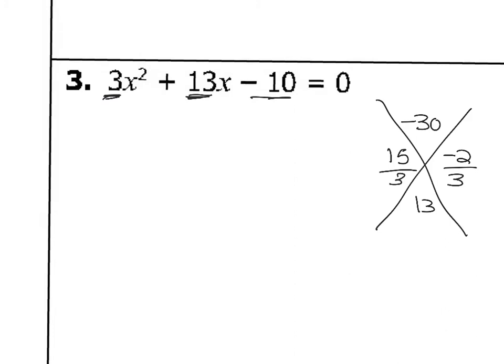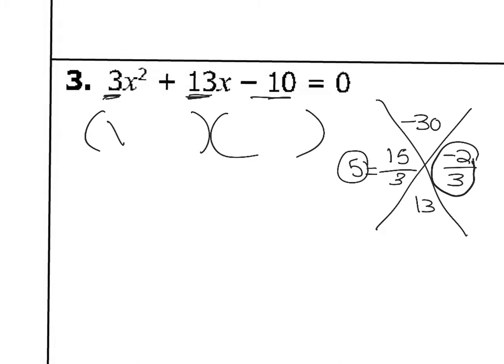So now can I divide these? 15 divided by 3 is 5. And this one I cannot divide without getting a decimal, so we're going to leave it like that. So my two binomials are going to be x plus 5, this one. And for this one, we put the denominator in front of the variable, numerator, -2, behind it.